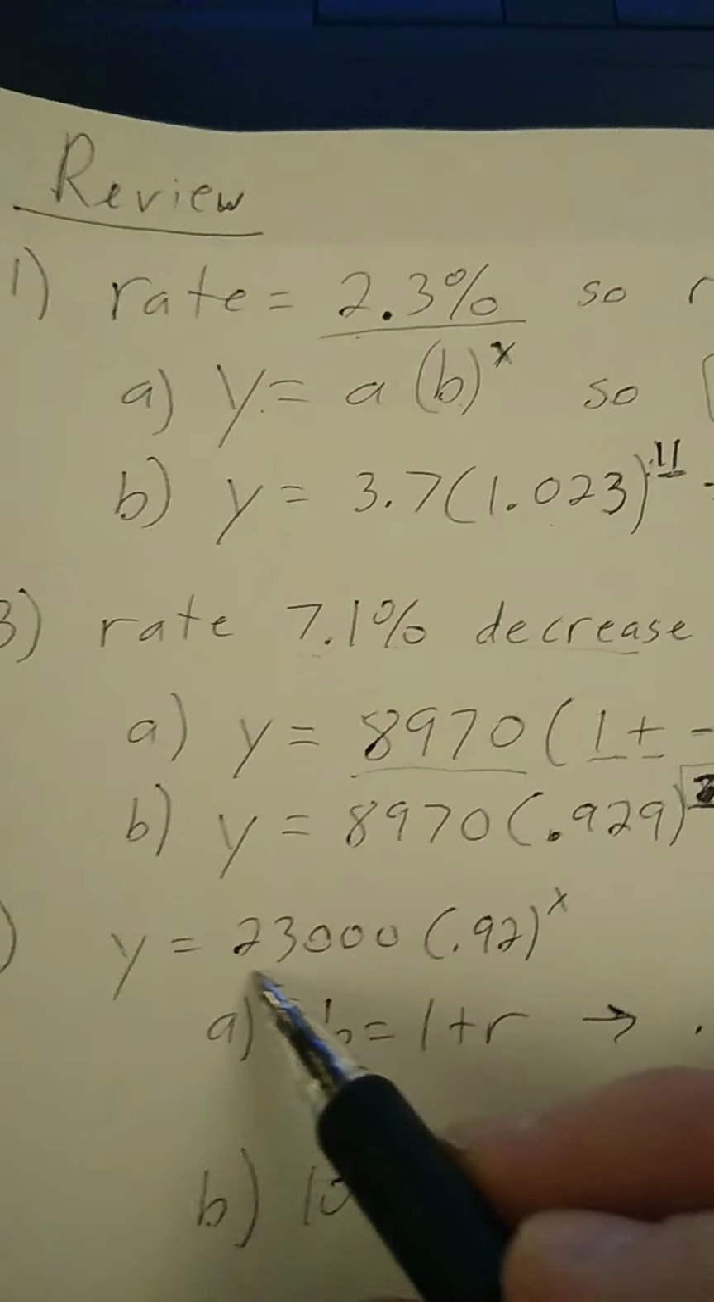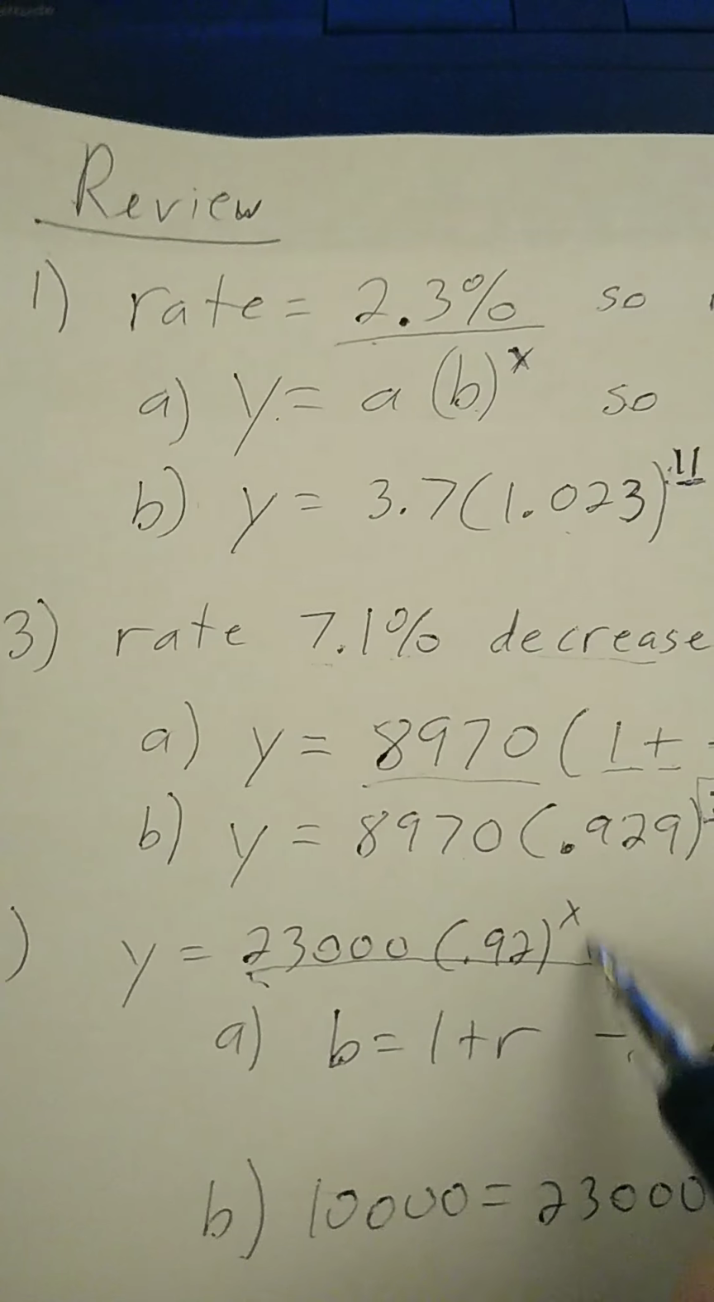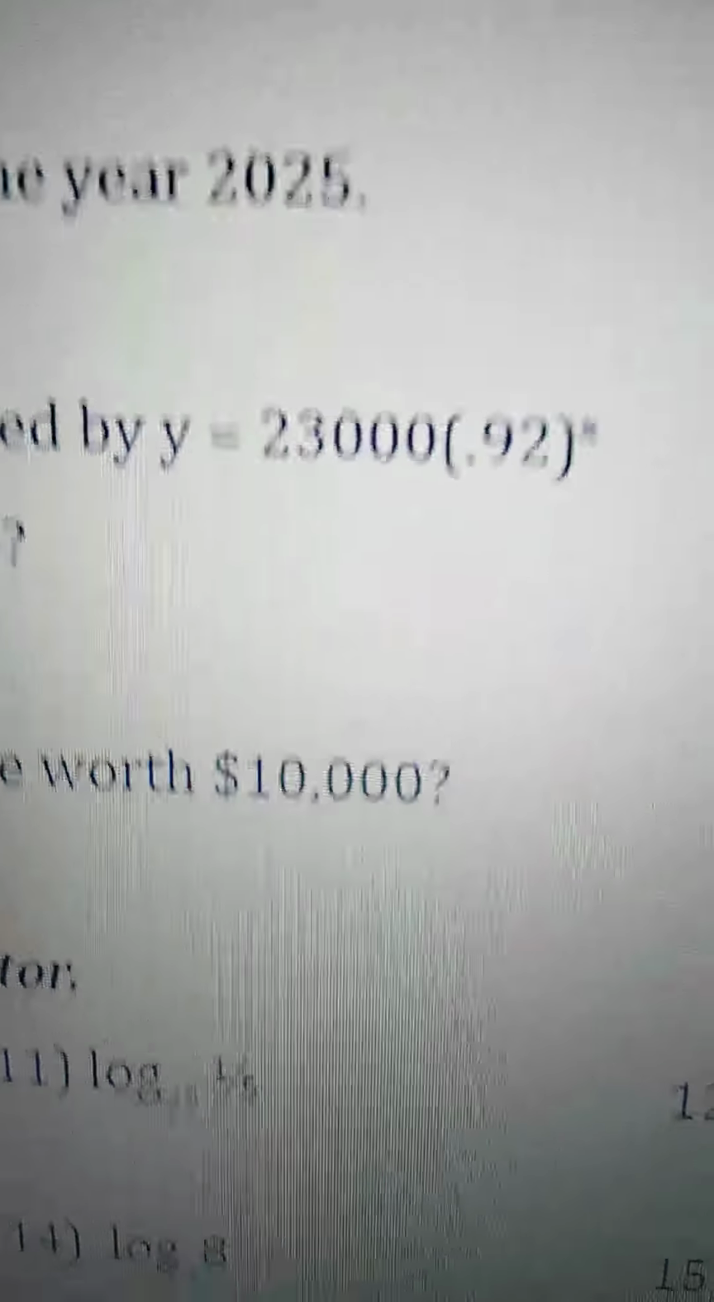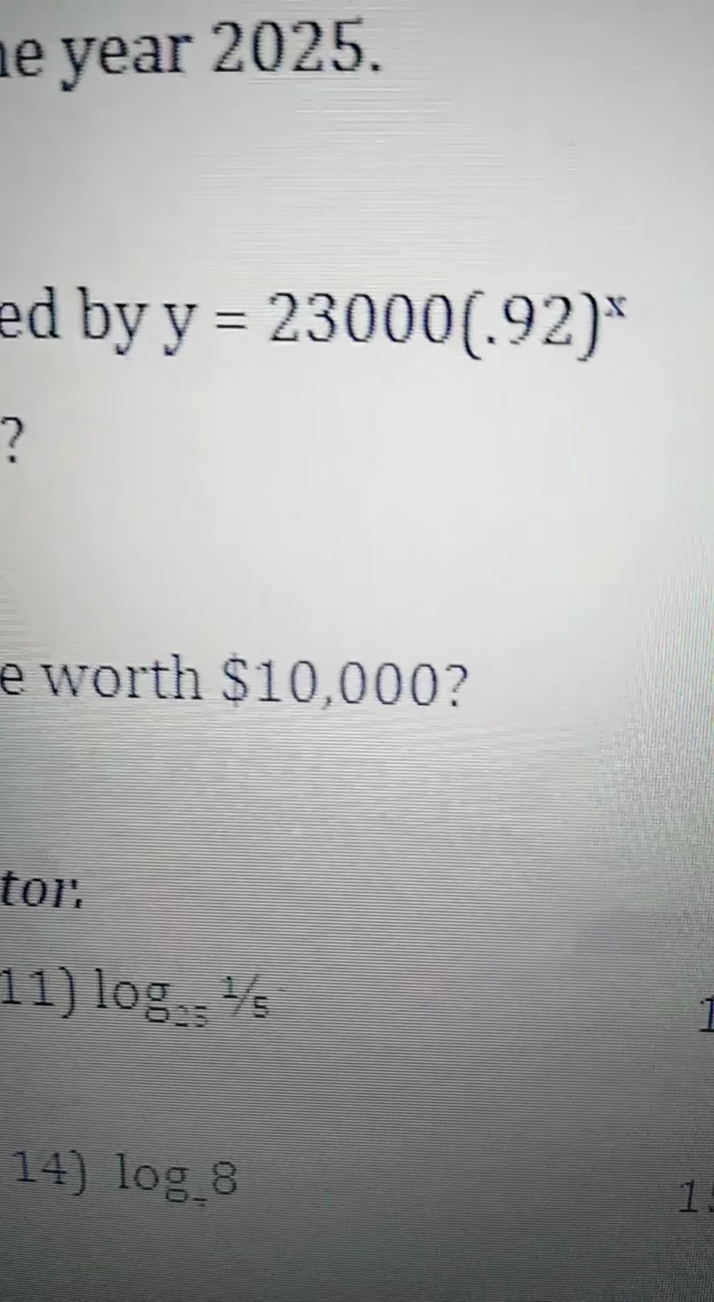Now the next problem is about a car's value. This is the equation that's given in the problem. They start us with this equation. So clearly the car started out being worth $23,000, and it's clearly decreasing in value, 0.92. What is the percent decrease?